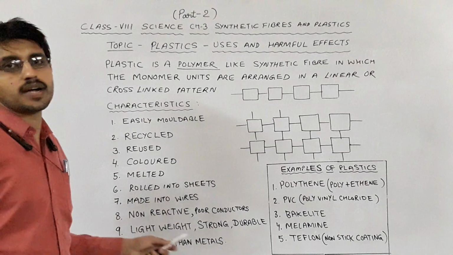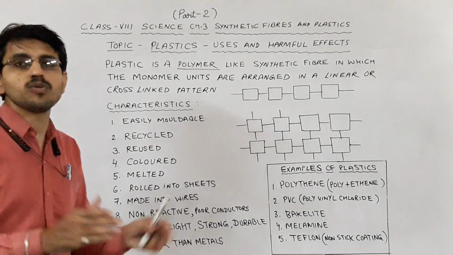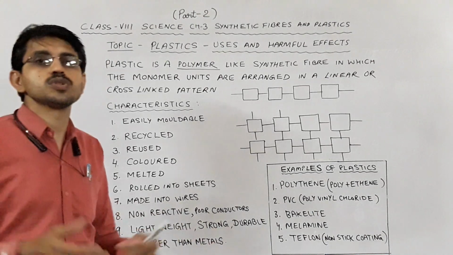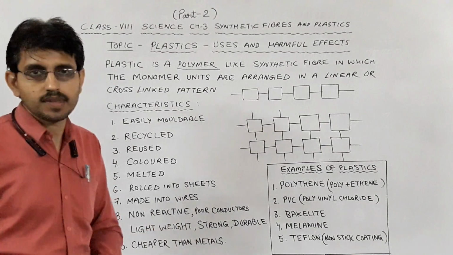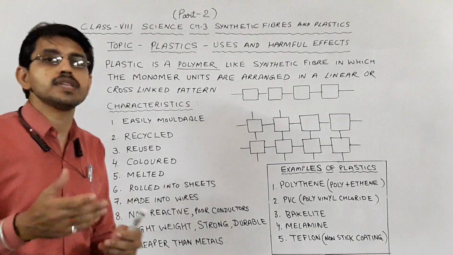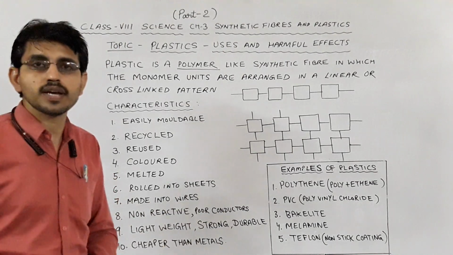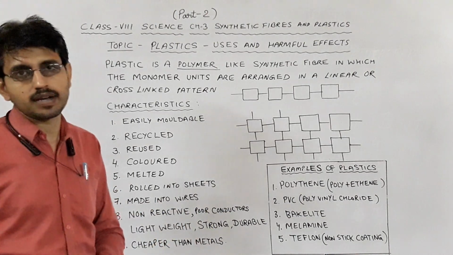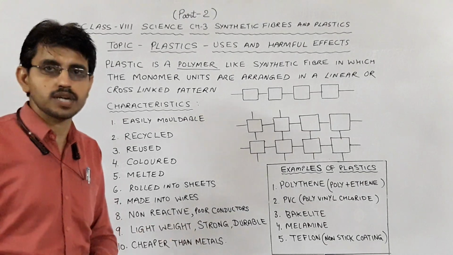Plastic is non-reactive. When you store edible items in plastic, they do not react. You cannot store edible items, especially those which contain acids like lemon juice, tamarind, curd, in metal containers, because metal reacts with acids and forms poisonous salts. But there is no issue in case of plastics. You can store different types of items in plastic containers because they are non-reactive. So they do not react with the storage containers.